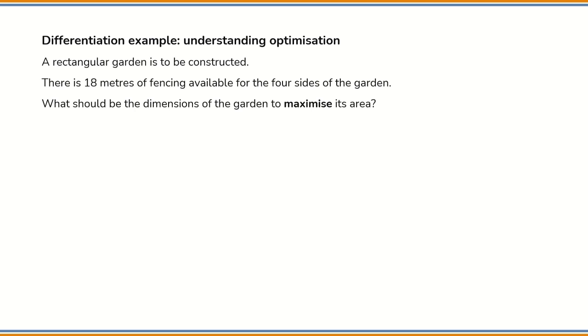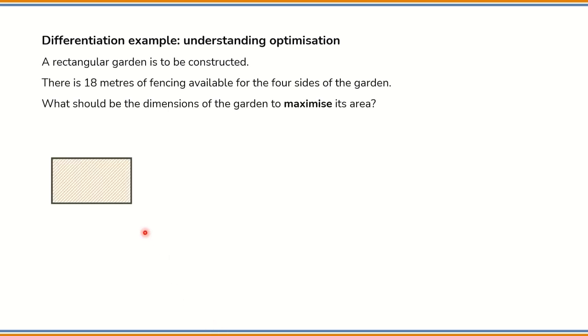Let's see this example. A rectangular garden is to be constructed. There is 18 meters of fencing available for the 4 sides of the garden. What should be the dimensions of the garden to maximize its area? We need to design a rectangle that has a perimeter of 18 meters. Before using differentiation, we are going to try to guess the option with the biggest area.